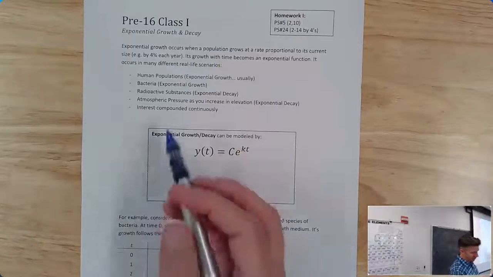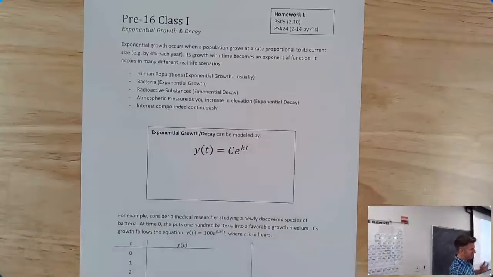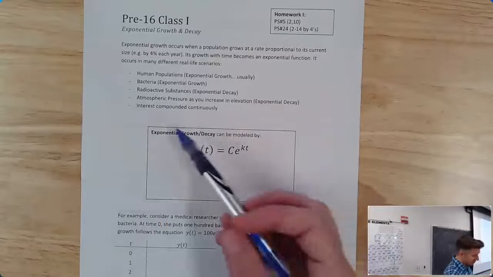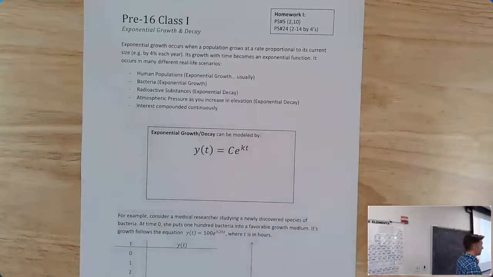What else is there? Atmospheric pressure, this one I always forget about. As you increase in elevation, apparently it has exponential decay, which is something I always forget. And then of course, what we talked about last class, interest compounded continuously grows exponentially.